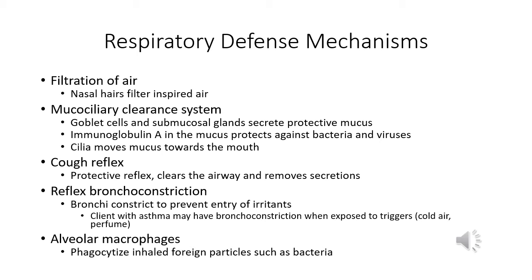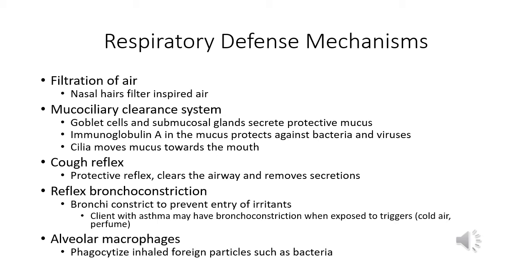The body has several respiratory defense mechanisms. The first one is filtration of air. An example of this would be nasal hairs and their ability to filter inspired air. The mucociliary clearance system consists of goblet cells and submucosal glands that secrete protective mucus. Immunoglobulin A in the mucus protects against bacteria and viruses. Cilia moves mucus towards the mouth.